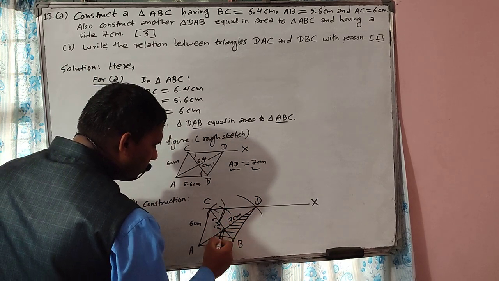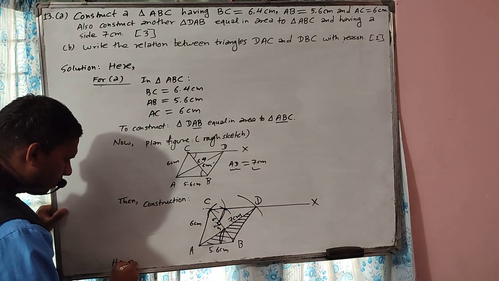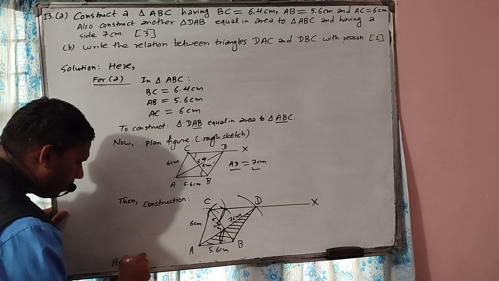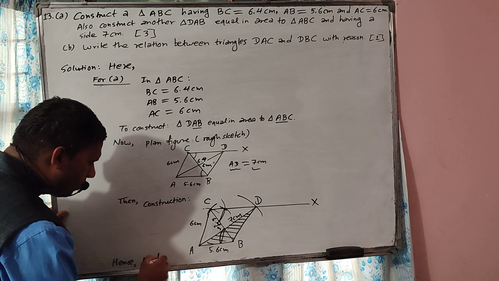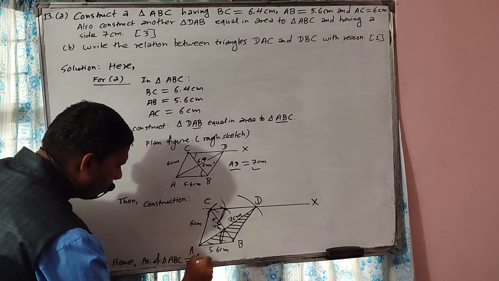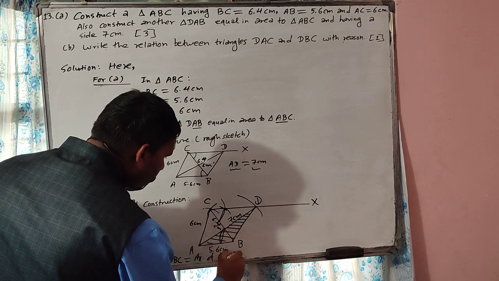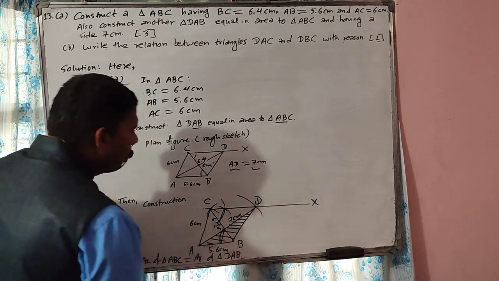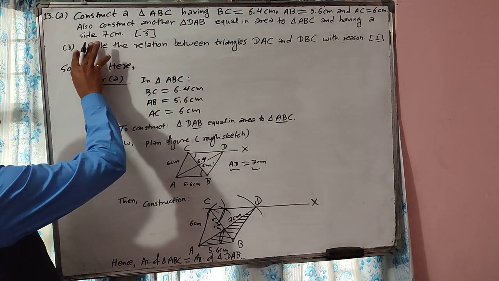Hence, area of triangle ABC equal to area of triangle DAB. Now construction is completed. Now question number B.